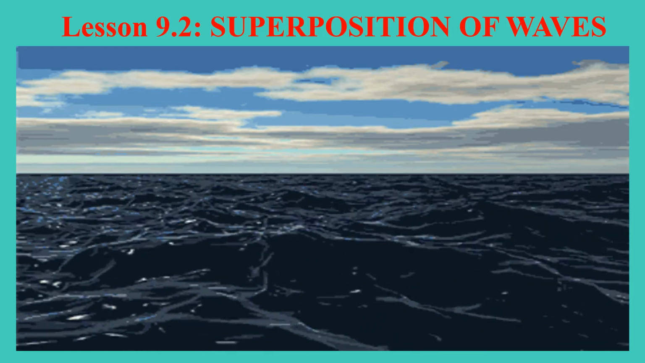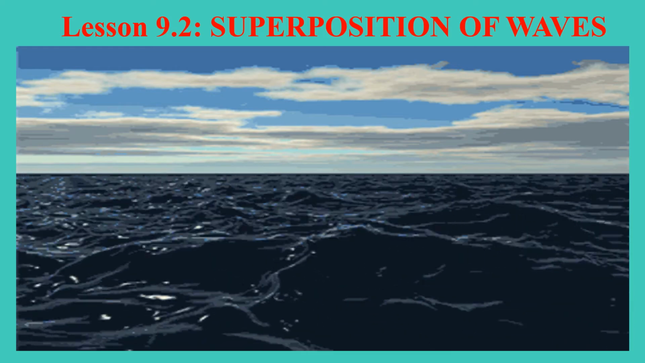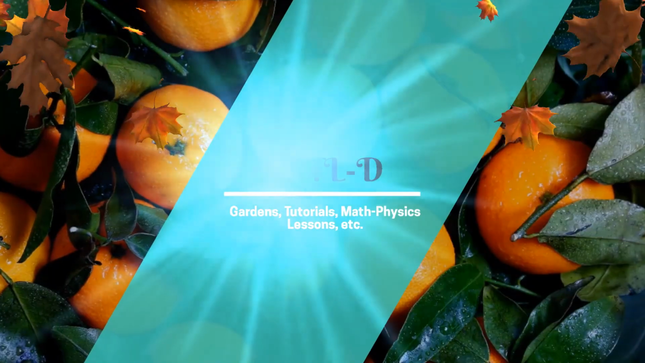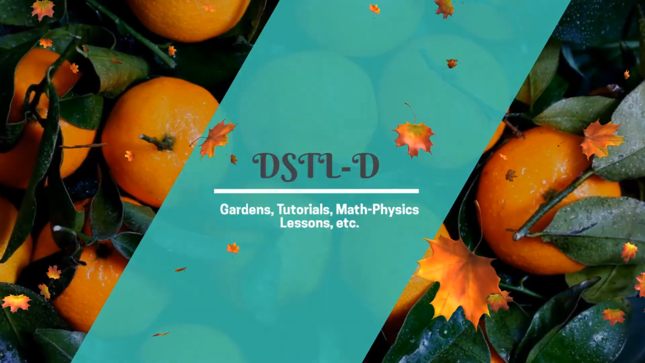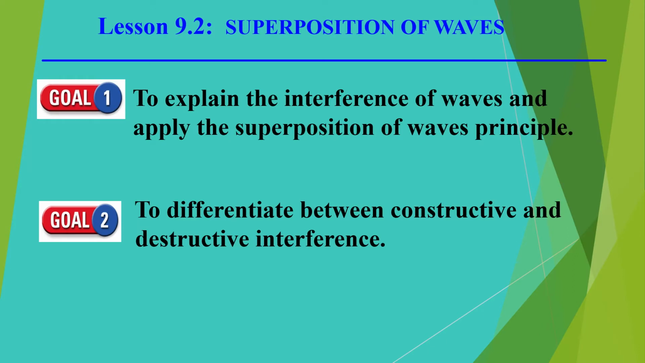Our lesson 9.2 is about superposition of waves. Lesson 9.2 has the following goals: to explain the interference of waves and apply the superposition of waves principle, and to differentiate between constructive and destructive interference.